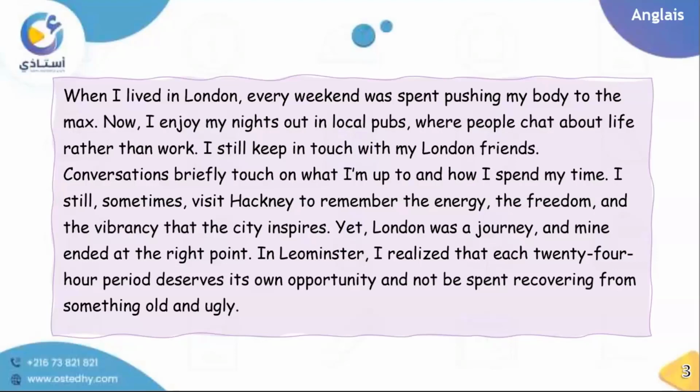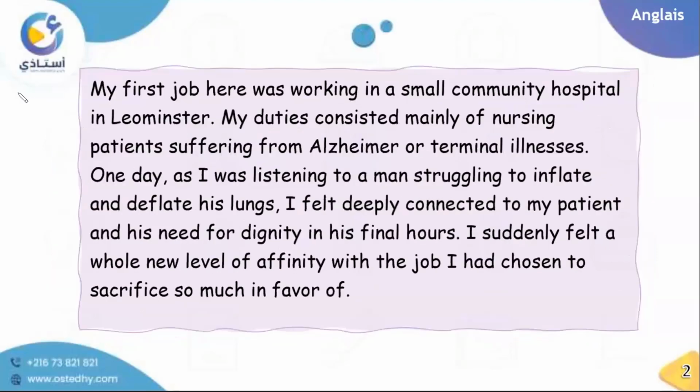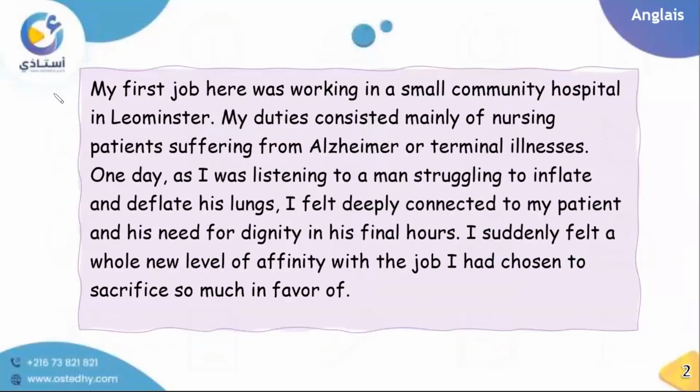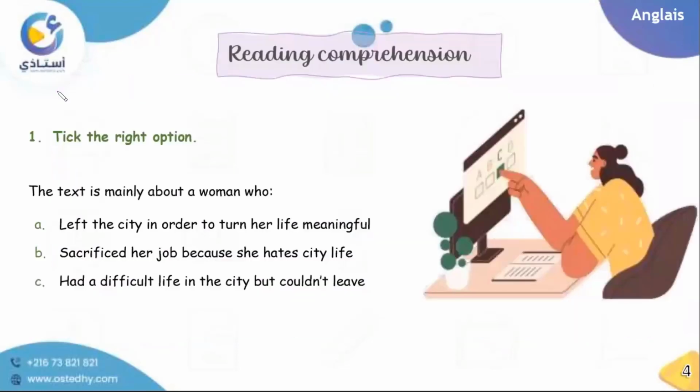Okay, this is the text. This is paragraph 1, paragraph 2, 3, and finally paragraph 4. Now that we've read the text, of course you need to read it once or twice. It would be perfect to read it twice, and then hit the reading comprehension. The first one, tick the right option.